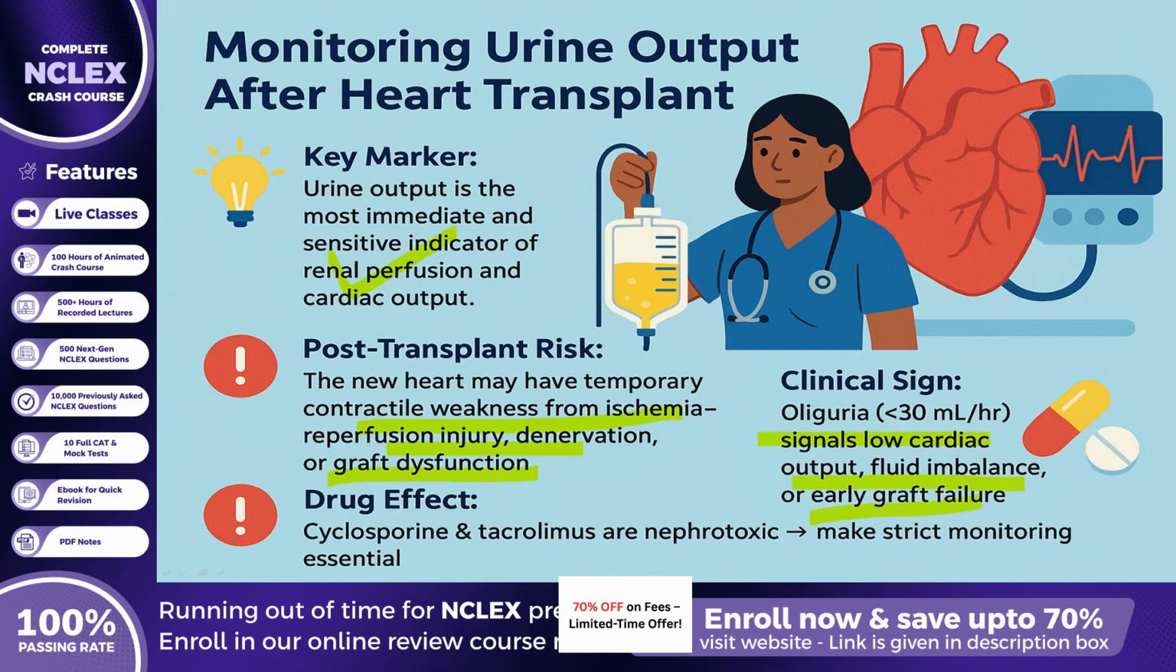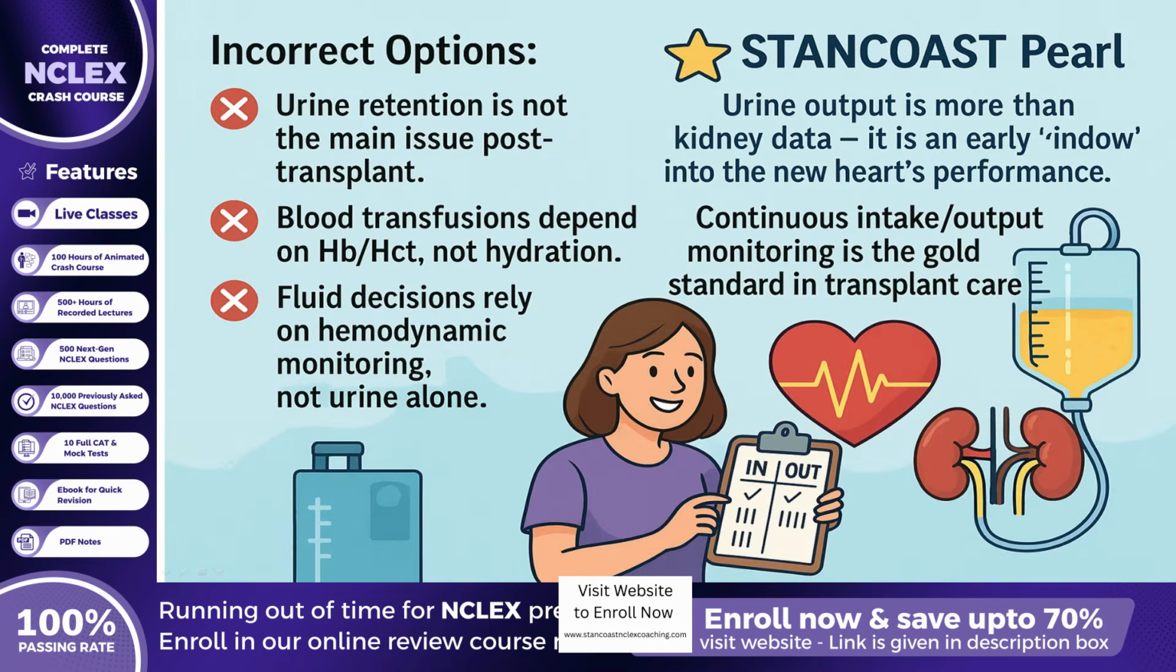On top of this, immunosuppressive medications like cyclosporine and tacrolimus have nephrotoxic effects, which makes monitoring urine output even more critical. In this context, frequent urine assessment is not optional, but a cornerstone in recognizing hemodynamic instability early and guiding fluid therapy, diuretic use, or inotropic support.